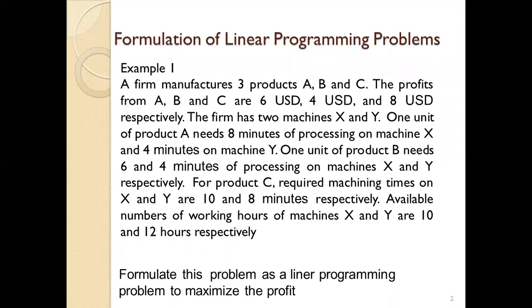A firm manufactures 3 products A, B, and C. The profits from A, B, and C are $6, $4, and $8 respectively. The firm has 2 machines X and Y. One unit of product A needs 8 minutes of processing on machine X and 4 minutes on machine Y. One unit of product B needs 6 and 4 minutes of processing on machines X and Y respectively. For product C, required machining times on X and Y are 10 and 8 minutes respectively. Available numbers of working hours for machines X and Y are 10 and 12 hours respectively. We are required to formulate this as a linear programming problem to maximize the profit.